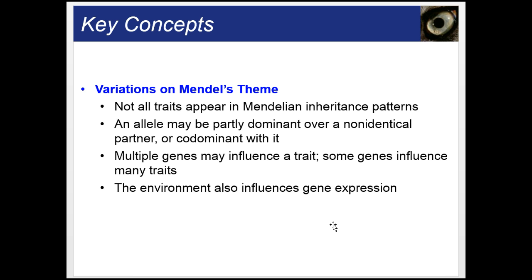So remember, not all traits appear in Mendelian inheritance patterns. An allele may be partly dominant over a non-identical partner or codominant with it. Remember, with codominant, both alleles are expressed, but with incomplete dominance, it's more of a blending effect. Multiple genes can influence a trait. Some genes influence many traits. And the environment also has an influence on gene expression.